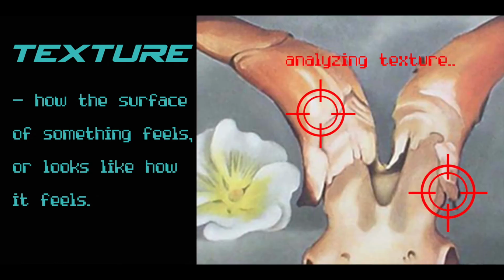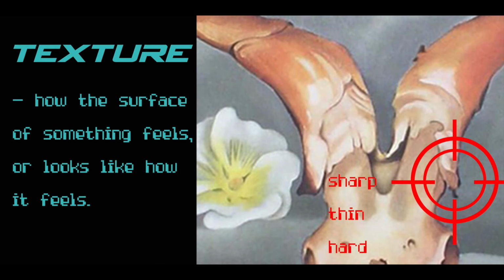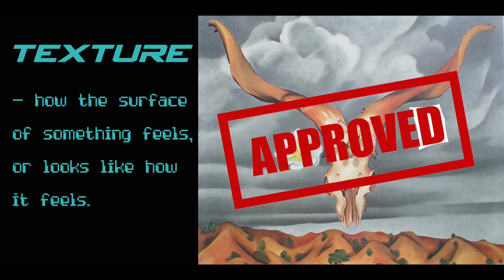Let's zero in on the top of the skull. On the horn, it looks like the artist used light colors and smoothed those colors. So the implied texture looks really smooth, hard, solid, and kind of shiny. The bottom of the horn has different types of jagged, zigzaggy sort of lines, which makes the implied texture look very sharp, thin, and hard. I would say overall, this artwork definitely has examples of texture.